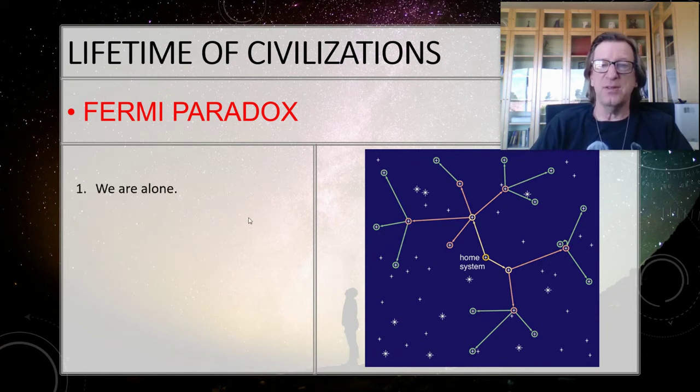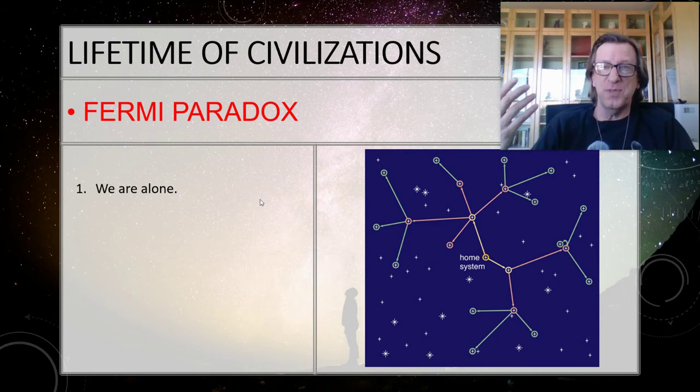And the key here, if you think about it, if you've got your home system here and you send out one ship here and one ship here, so these two colonize, they then send out two, and they send out two, and so on and so on. The entire galaxy should be colonized in fairly short order. It should already be colonized.